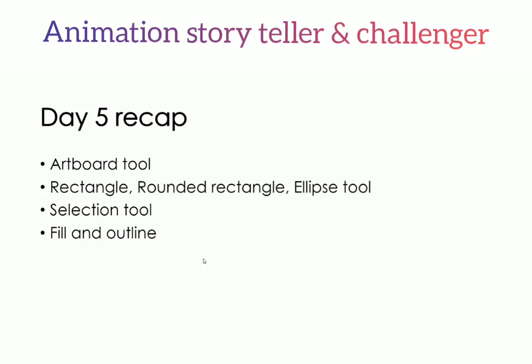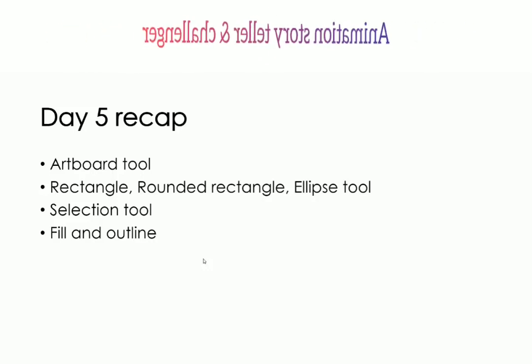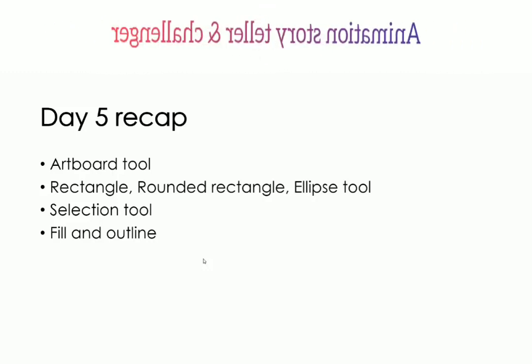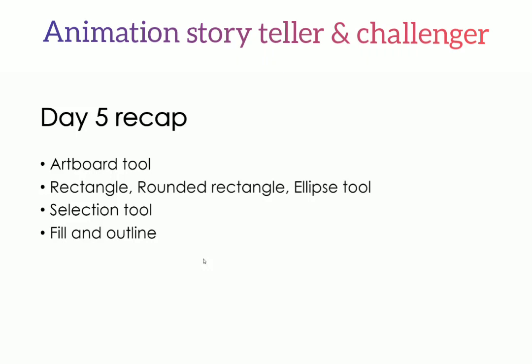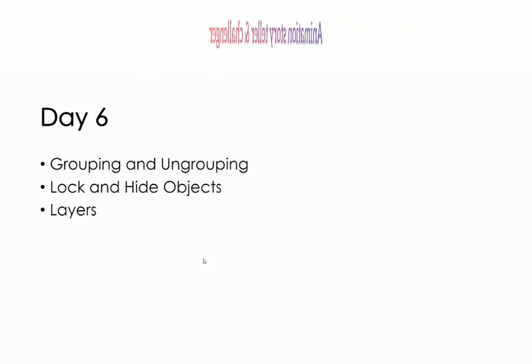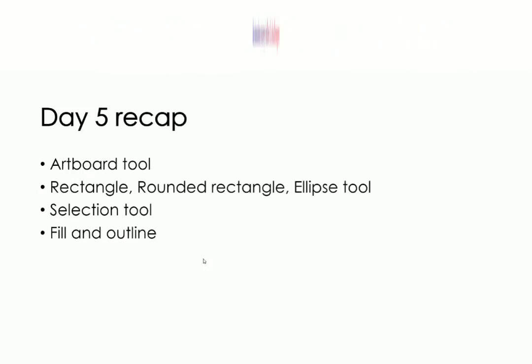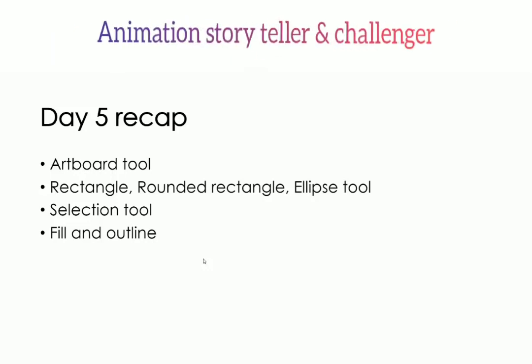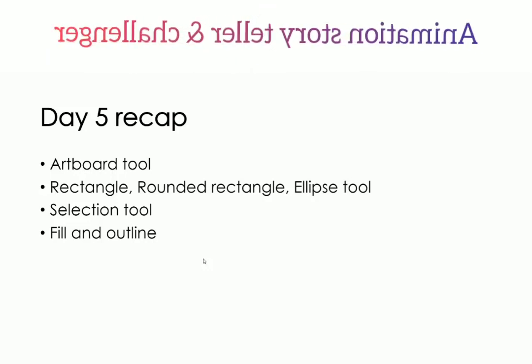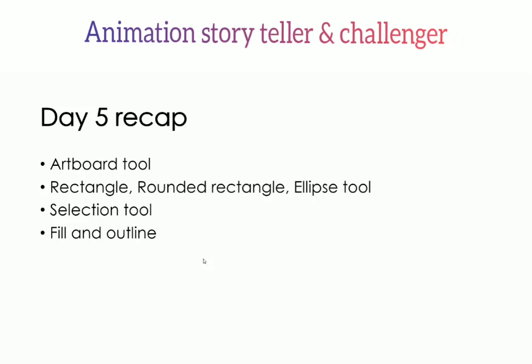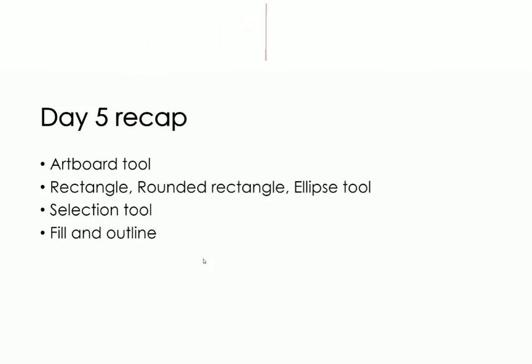Then we learned about filling color in shapes, and then filling or changing the outline colors and the weight of the shapes. So let's see what we are going to learn today. Now, one thing I didn't cover in day 5 is what if you don't want to fill any color in your object. So I'm going to cover it today.